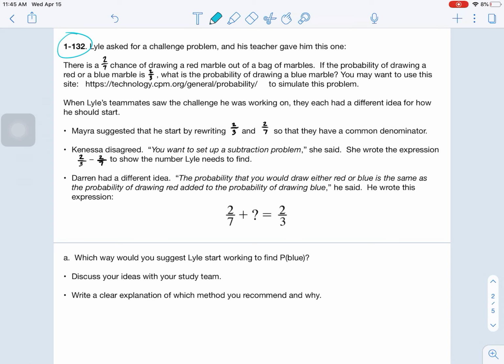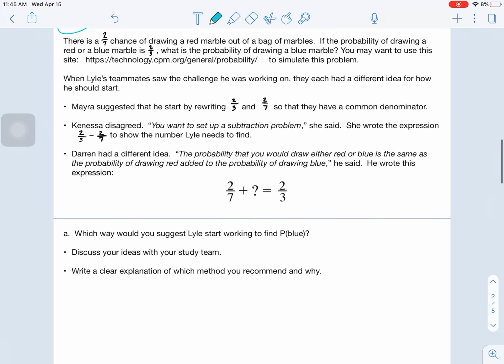The probability that you would draw either red or blue is the same as the probability of drawing the red added to the probability of drawing blue. So he wrote this expression, 2/7 plus something equals 2/3. So which way would you suggest Lyle start working to find the probability of blue?